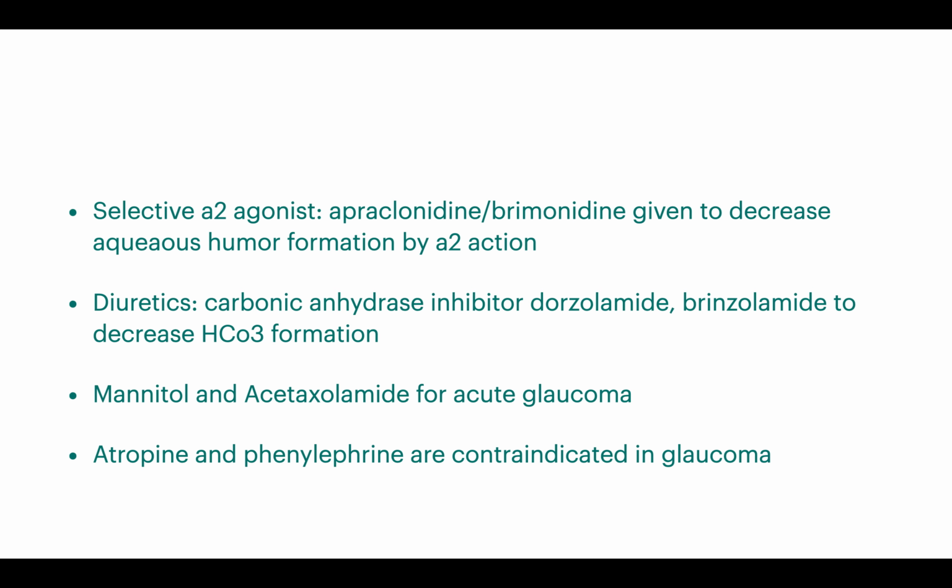Okay, so selective alpha-2 agonists, apraclonidine and brimonidine, are going to decrease formation by alpha-2 action. Diuretics work sort of the same way, decreasing the aqueous humor. Mannitol and acetazolamide are also used to treat it, and they are particularly useful because they treat acute glaucoma. Atropine and phenylephrine are contraindicated in glaucoma. We don't want to make it worse because it's going to increase the tension by contraction of the ciliary muscles. That's it for now.